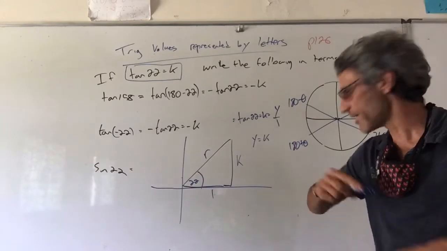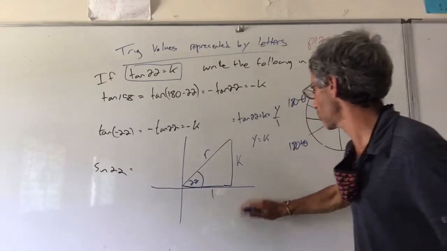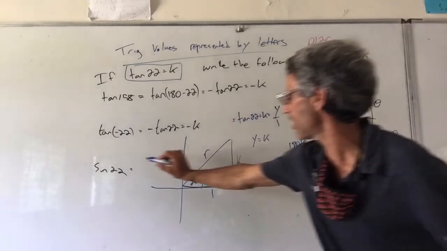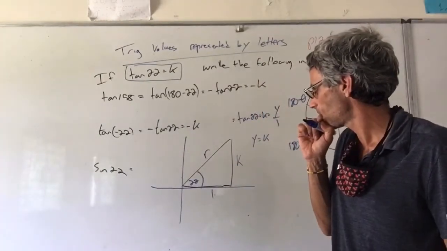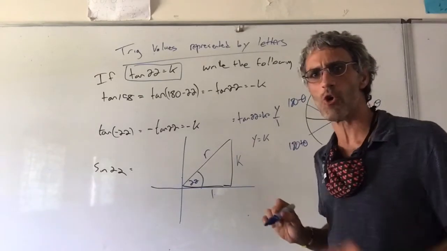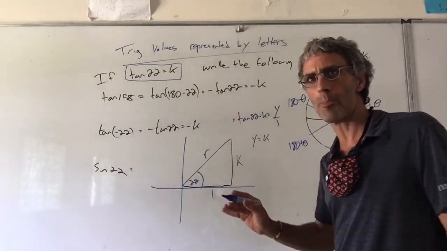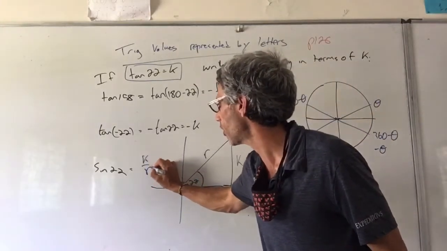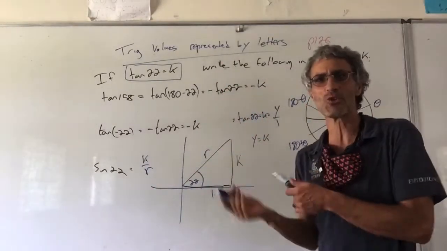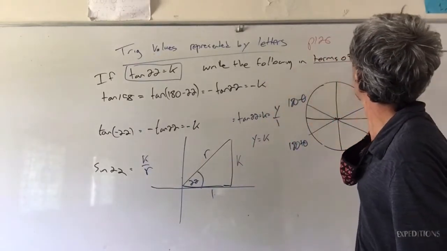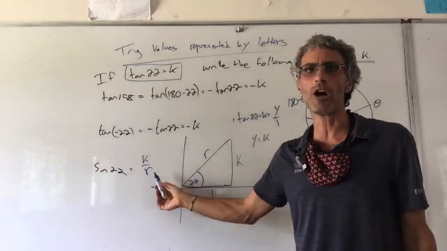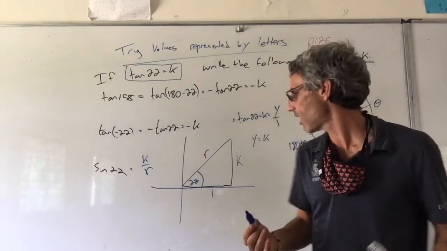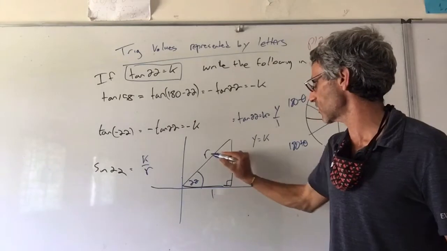Now let's go through all of it, and then I'll give you a chance to find the answer. If this is K, this is 1, this is R, what is sine 22 in terms of ratio of sides? Opposite over hypotenuse, so K over R. Now K is fine, I can use K because I need to express it in terms of K. But R, I don't know what R is, so I need to figure out what R is. What can I use to find R in terms of K?